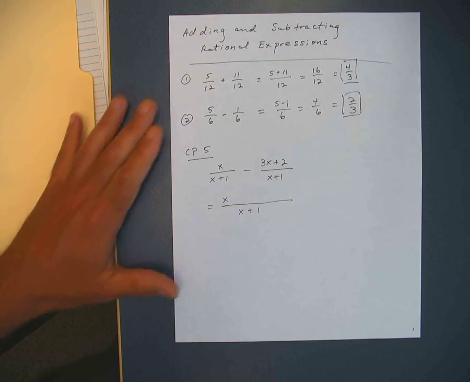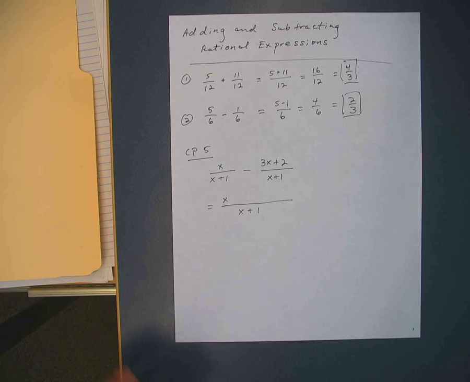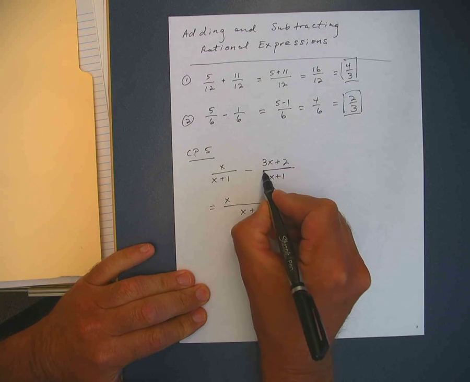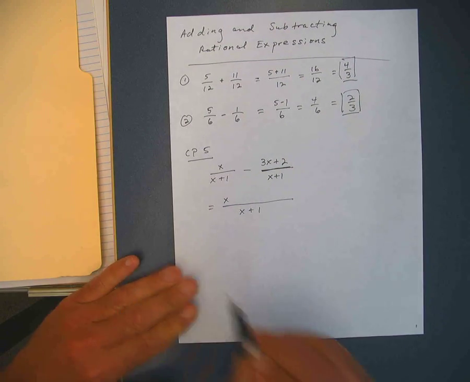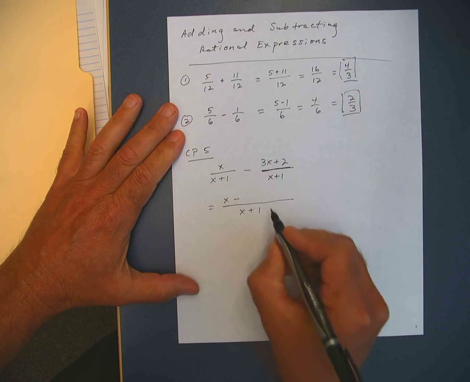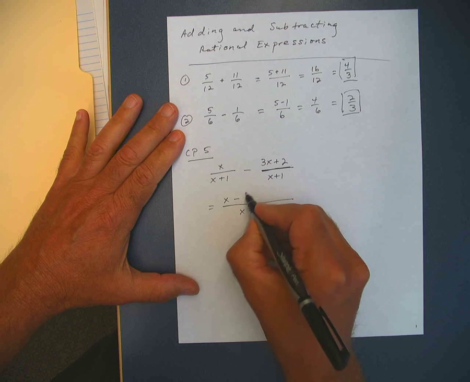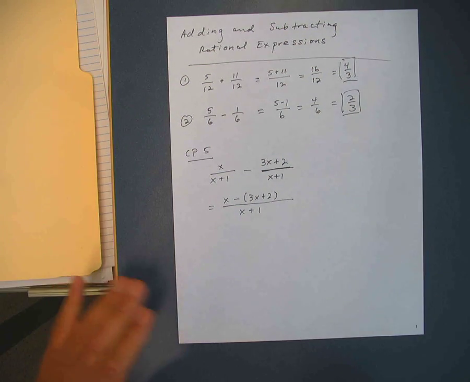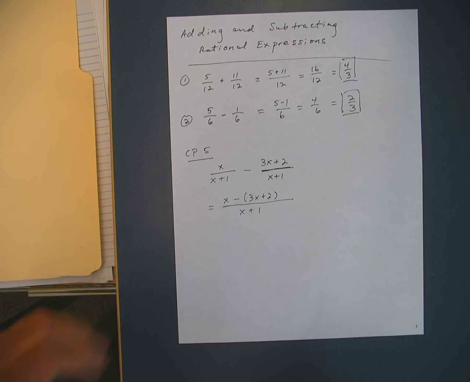Here's where you have to be careful. When you're subtracting, you need to subtract this entire quantity. Remember, this is grouped together by the fraction bar, so we have to go minus not just 3x, but the entire thing, 3x plus 2. So that's how you could rewrite it as one fraction.